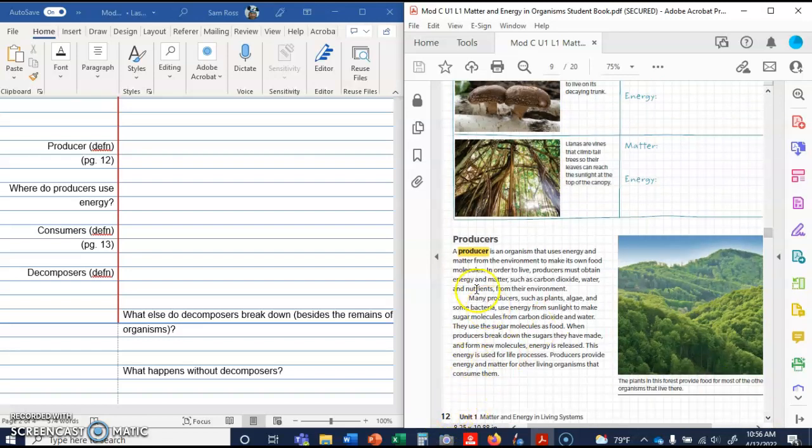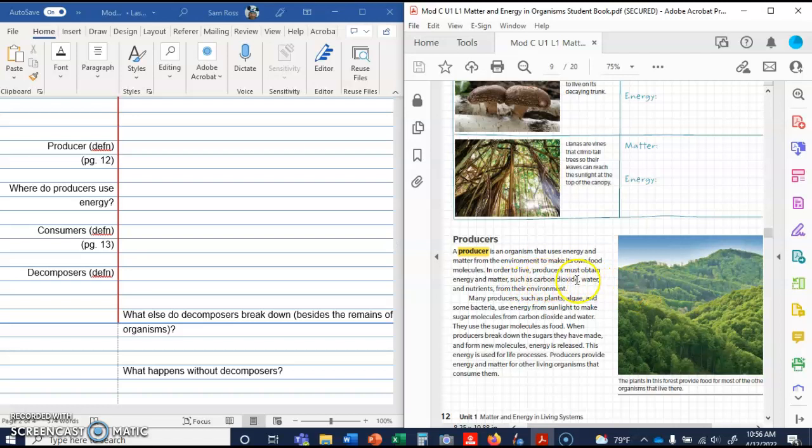And this is 12. You can see right there. So the definition of a producer is an organism that uses energy and matter from the environment to make its own food molecules. You'll write that here.